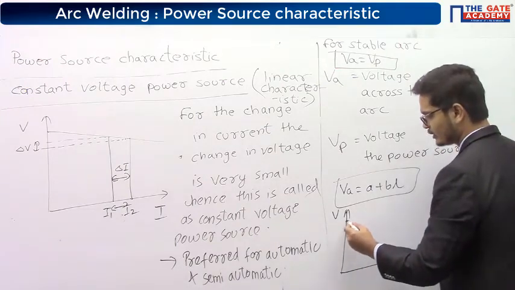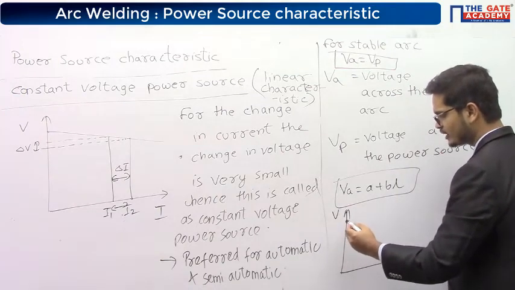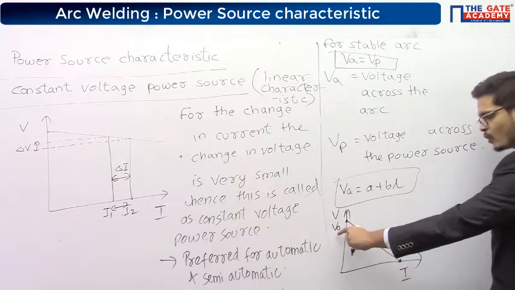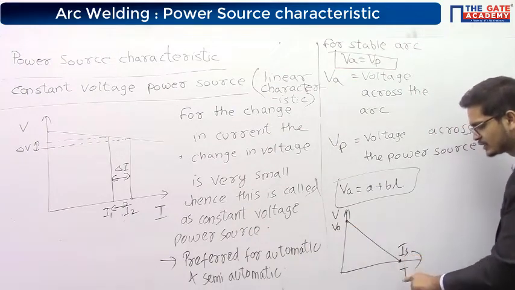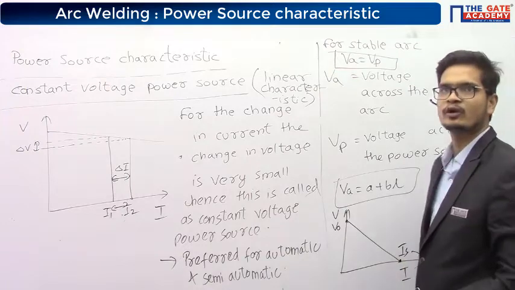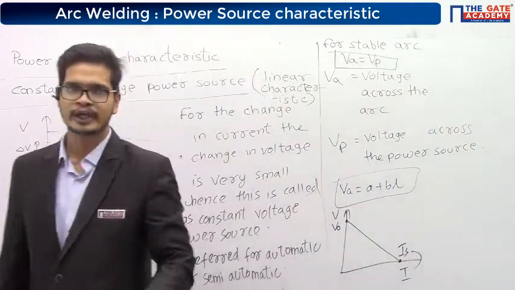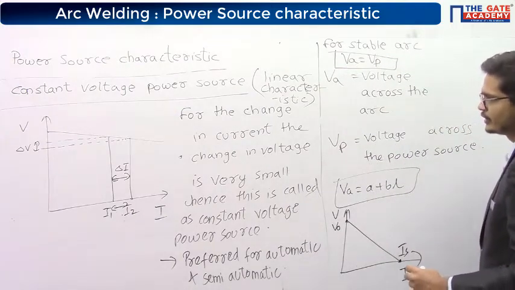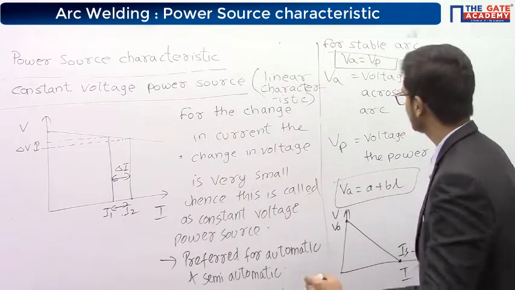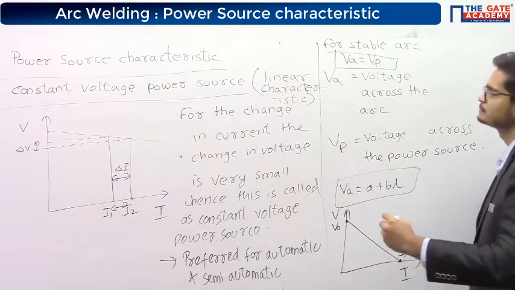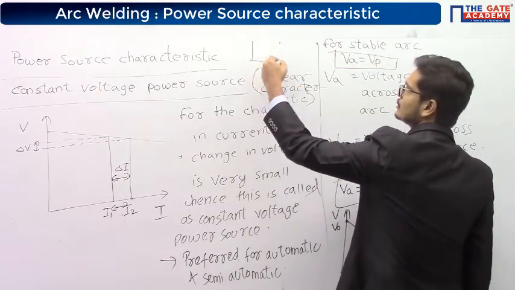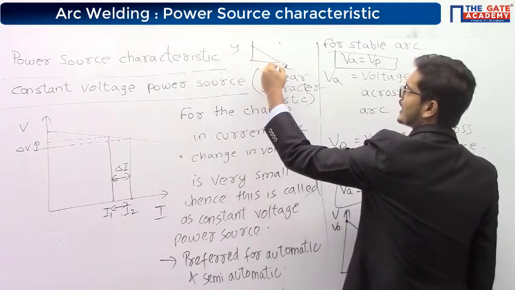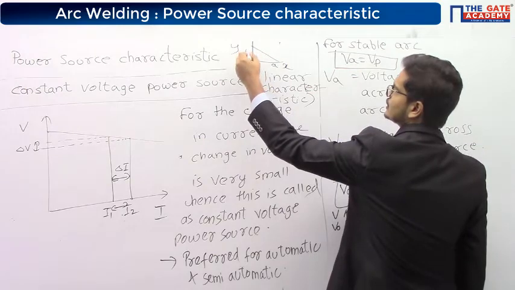So again, when the current is minimum and voltage is maximum, that I am calling VO, and this one is IS. When the current is maximum, voltage is 0, that I am calling IS. Okay. So if you have a straight line like this, this is x-axis, this is y-axis, this is x-intercept, this is y-intercept.